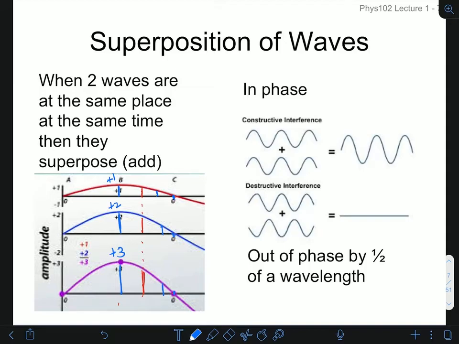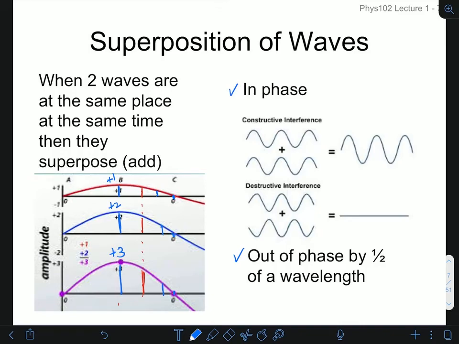Just as review, constructive interference is when you have two waves that are in phase. In phase means that they match up, they're in sync, wavelength per wavelength, and when that happens, they add together and you have a total that is greater than each of the original amplitudes. So if these each had an amplitude of +1, then this final wave would have an amplitude of +2.